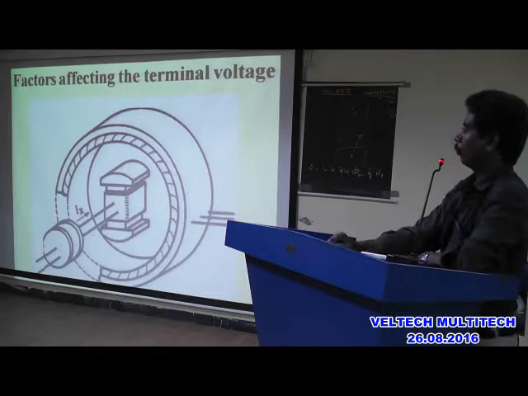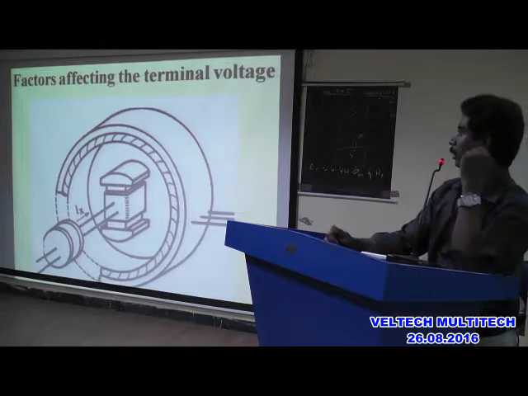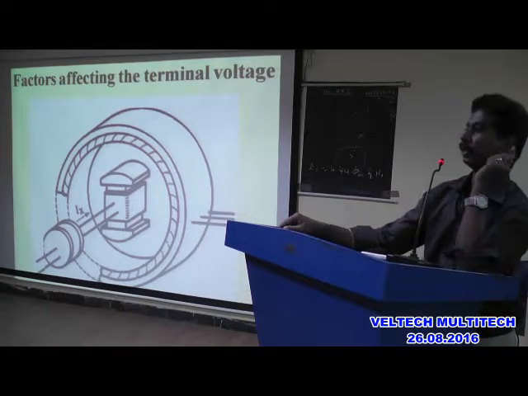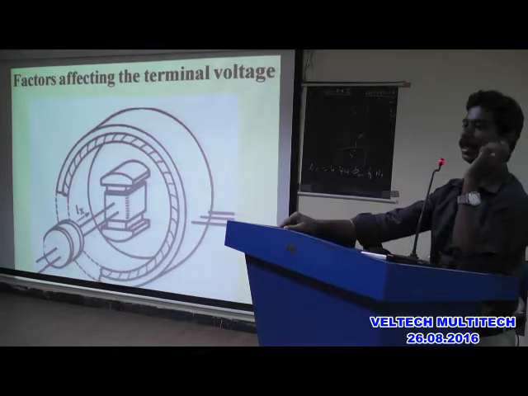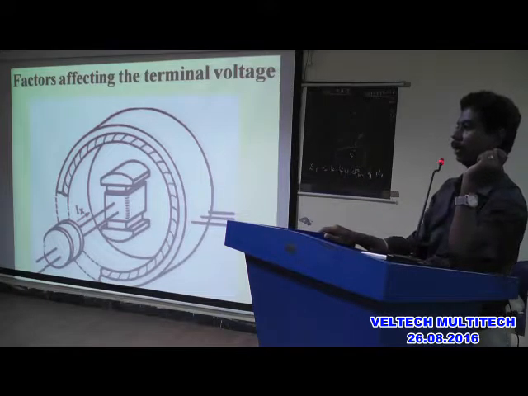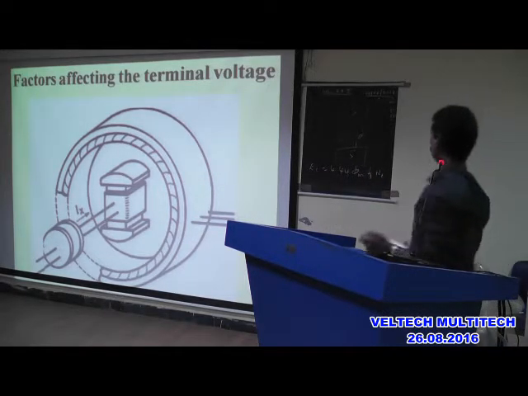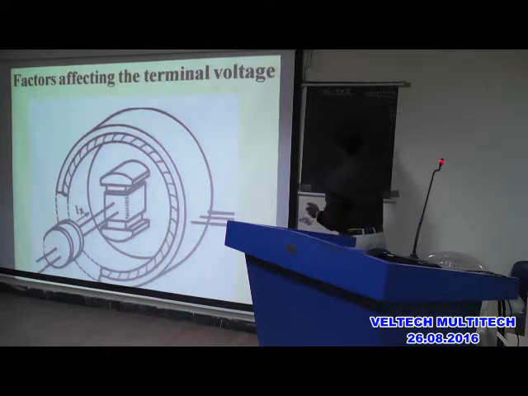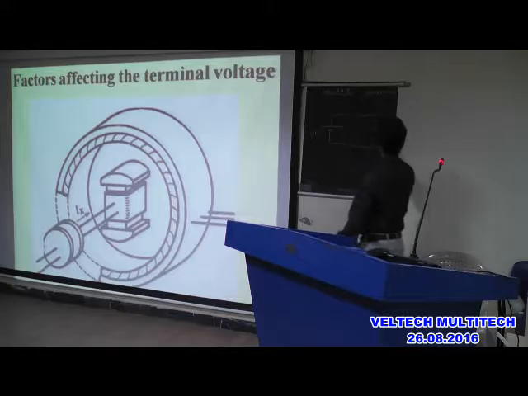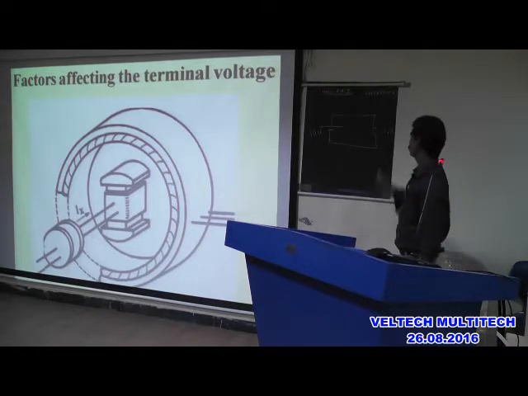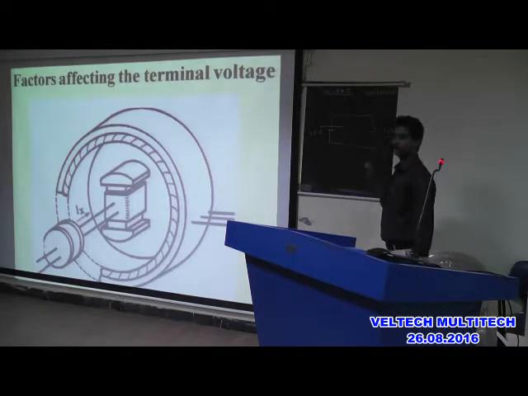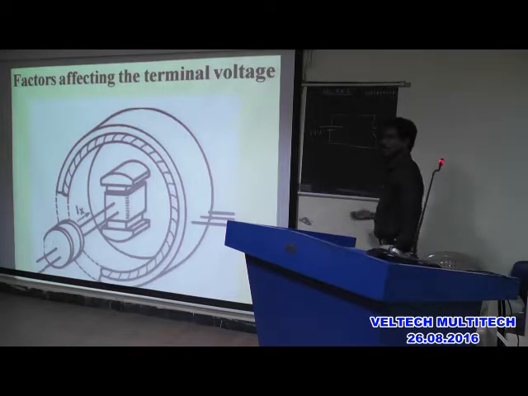So here now we have the EMF equation. Now what are all the factors affecting the EMF equation? In any generator, the terminal voltage is supposed to be constant. So for example, you can assume a DC circuit, I will take. Now we can consider one small DC arrangement. Now this is 10 volt, this is 1 ohm. Now what is the voltage across this resistor? 10 volt, correct. Now I am increasing from 1 ohm to 100 ohm.